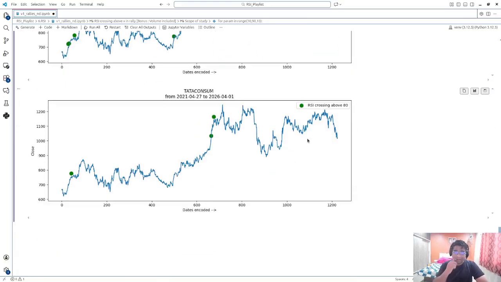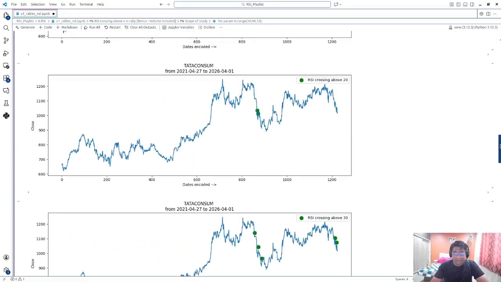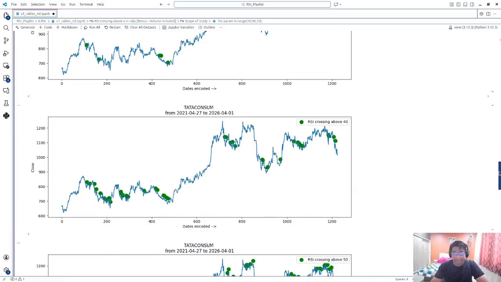Let's go next. RSI crossing above 80. What do we see? RSI crossing above 80 is always observed in the rally phase. Always in the rally.